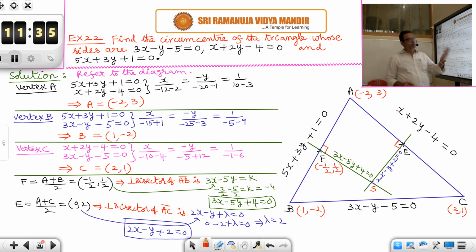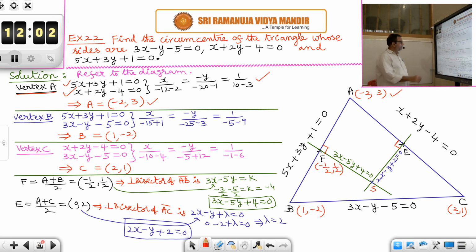So here, first you have to find the vertices by solving the pairs of sides. Okay, we have to find all the three vertices. So first, vertex A. Refer to the diagram. Vertex A is obtained by solving the two equations. I have solved the equations by using the rule of cross multiplication. A is equal to minus 2 comma 3, and I have marked it here.